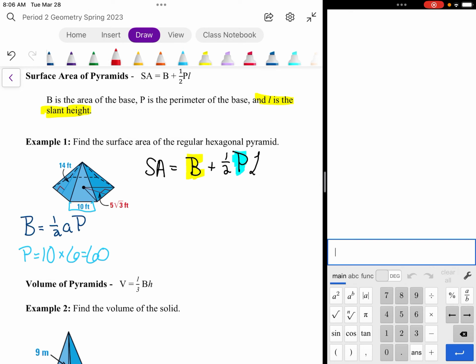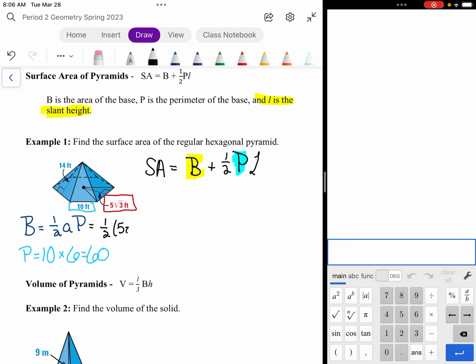Okay, and then if we look at our diagram, they give us the length of the apothem is 5 square roots of 3. So we're going to go ahead and plug all of this into our area of the base formula. It's going to be 1/2 times 5 square roots of 3 multiplied by 60, which is the perimeter. Because this is not going to be my final answer for the surface area, I'm going to leave it in terms of the square root of 3.